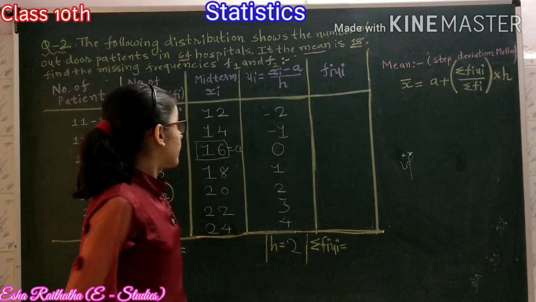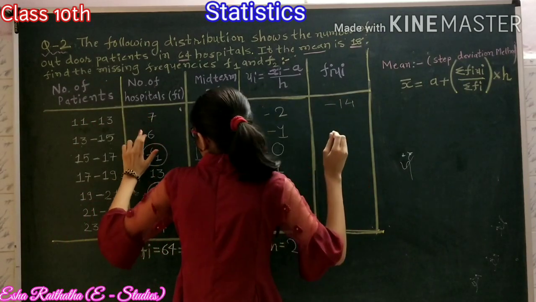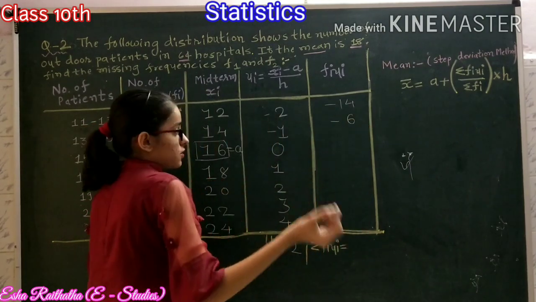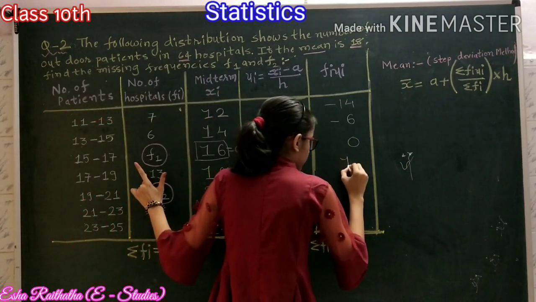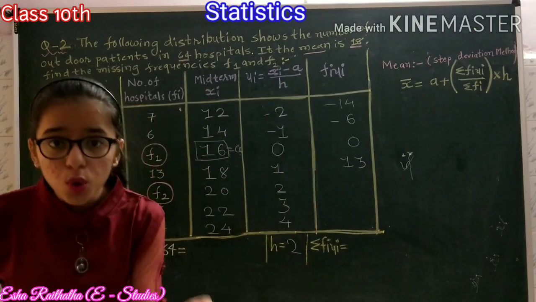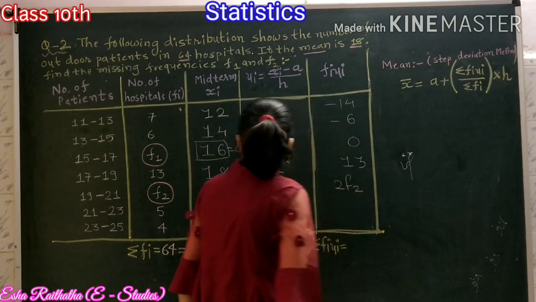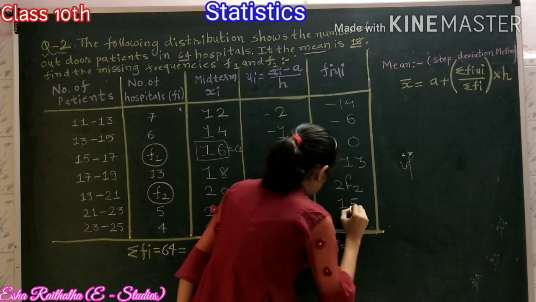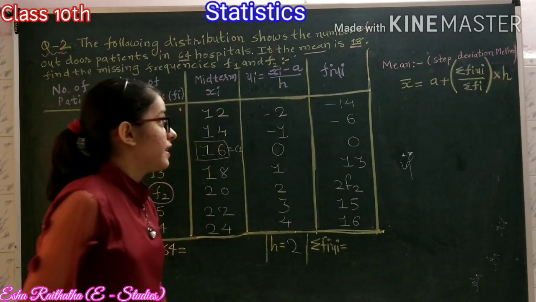Now we will find Fi Ui. So 7 into minus 2 is minus 14, 6 into minus 1 is minus 6, F1 into 0 is 0, 30 into 1 will be 30, F2 into 2 will be 2F2, 5 into 3 is 15, and 4 into 4 will be 16. So here we have found Fi Ui.